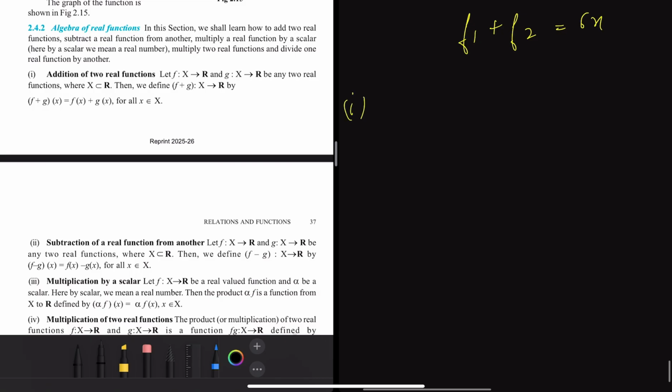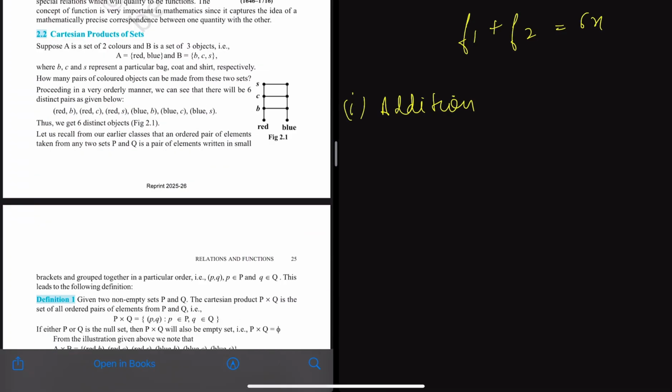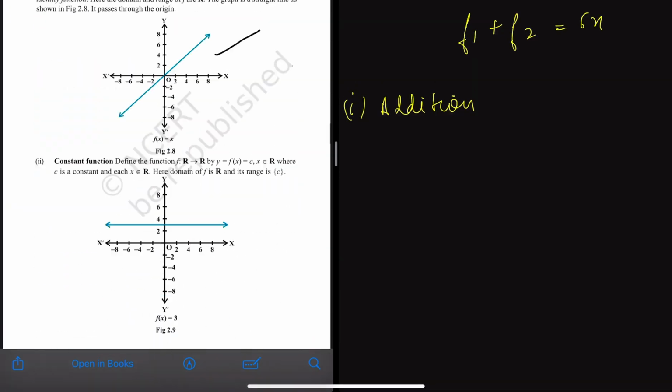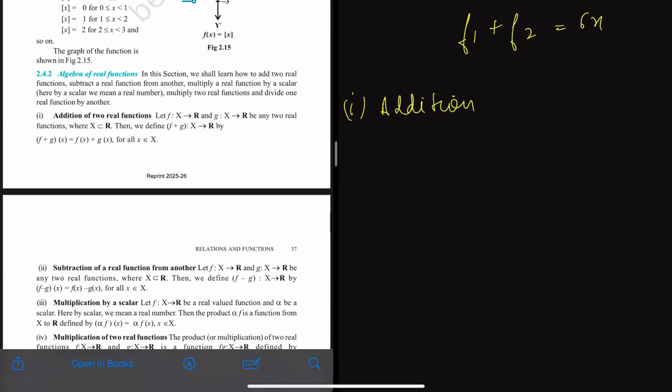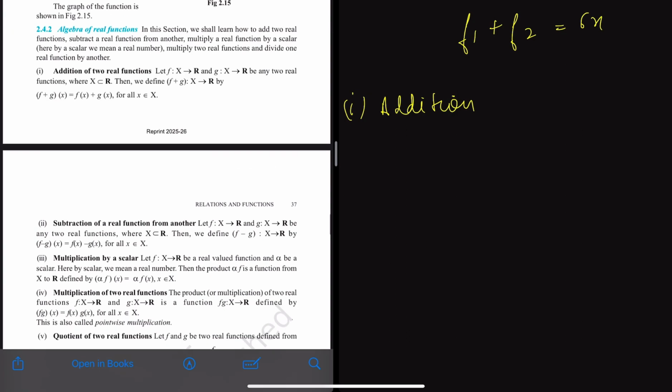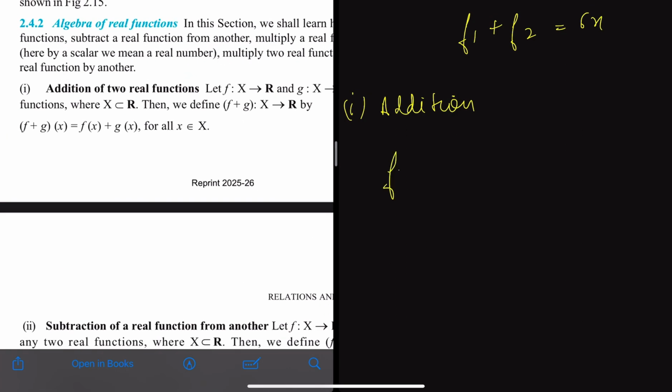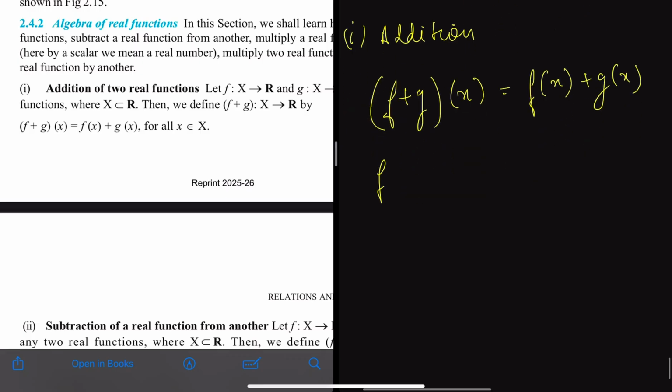So to understand the addition of real functions, so we can do the addition. Okay, so this is what is defined here, that you can add two functions and you can denote it as f plus g of x is equal to f of x plus g of x. So what they want to say here is that let's say I have a function f of x is equal to 2x and I have a function g of x is equal to 3x.